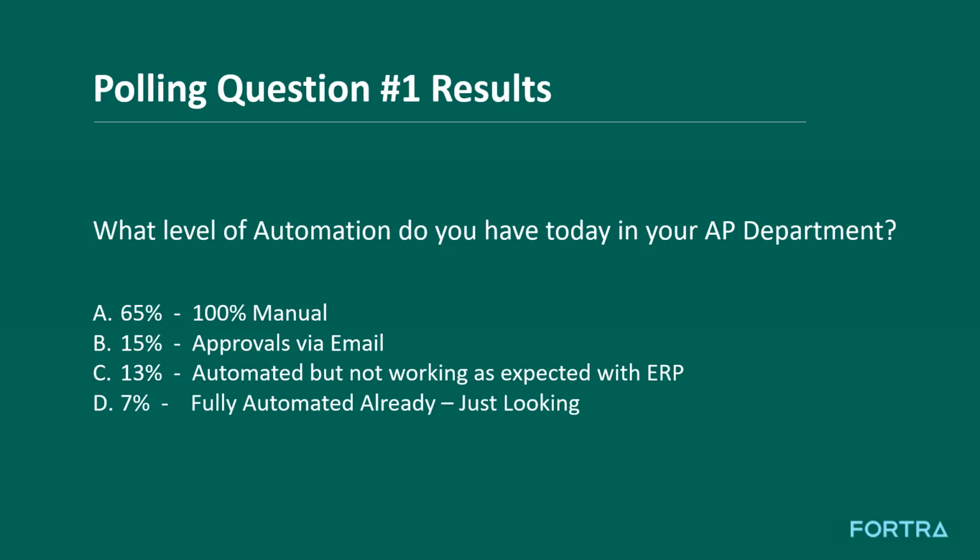So that could be, I would think, routing approvals or something like that, or it could be integration capabilities, or also it could be the matching process like I was talking about. So there are different things that we see, and it's pretty common for us to see some of those. And the other one is fully automated, ready, just looking. So there might be some people in that category, but they're looking just to see what's out there in the industry to make sure they made the right choice. So that's the polling question results.